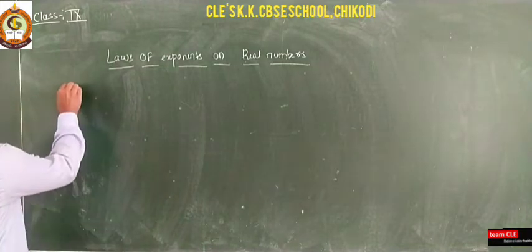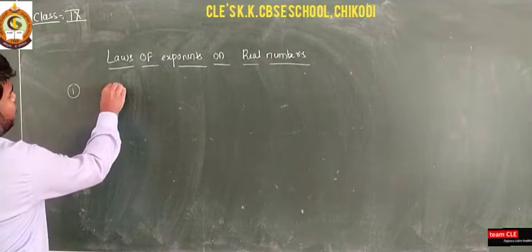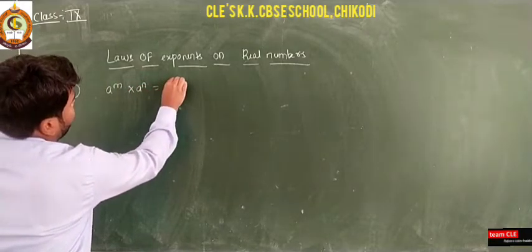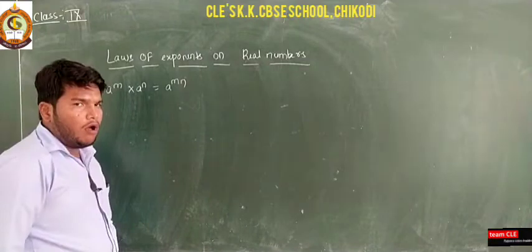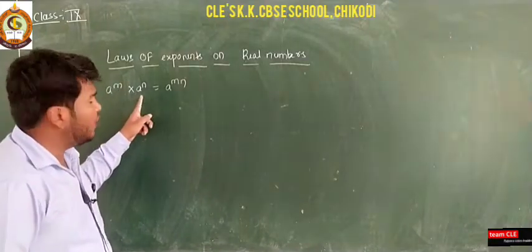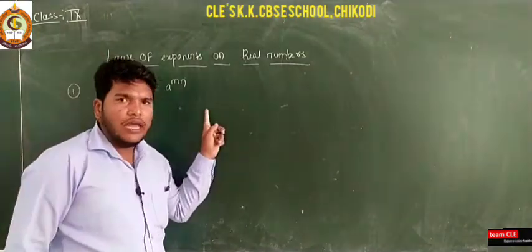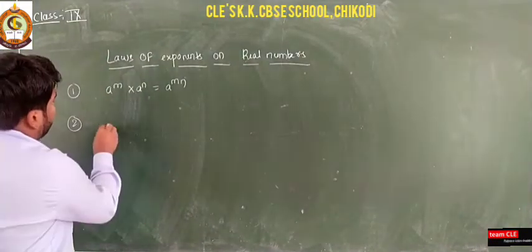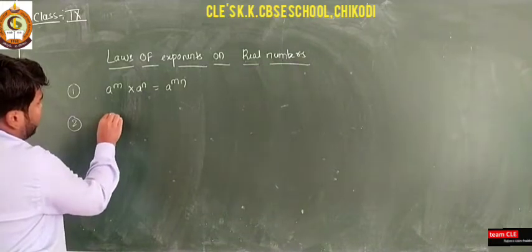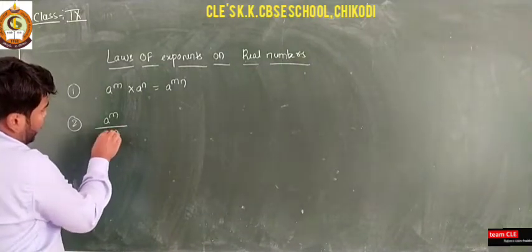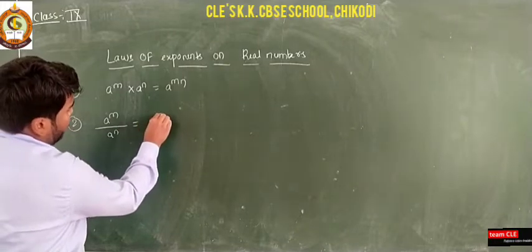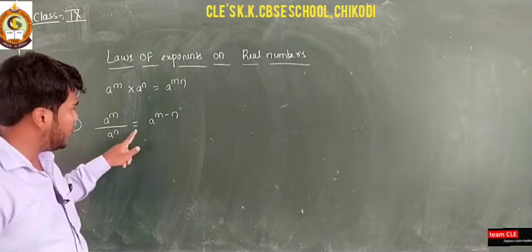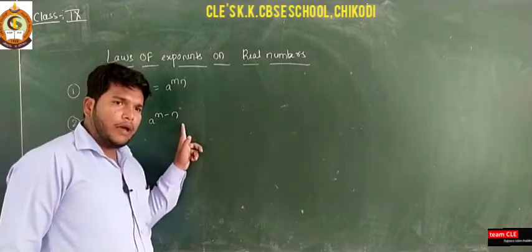Our first law says a raised to m into a raised to n is equal to a raised to m plus n. The second law is a raised to m divided by a raised to n, which is equal to a raised to m minus n.